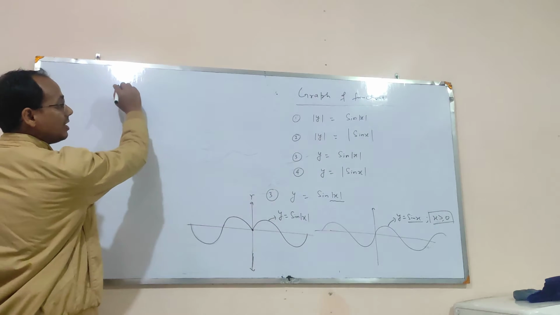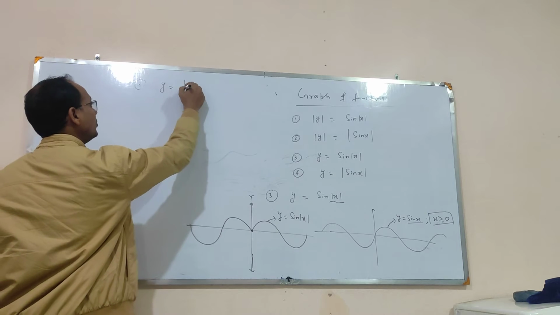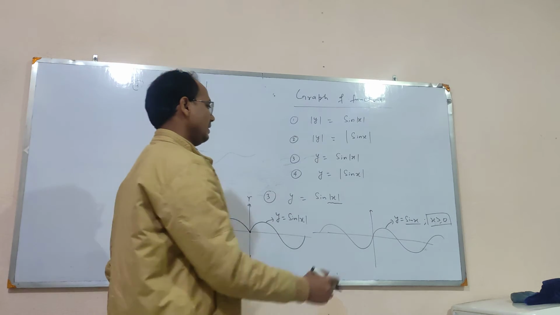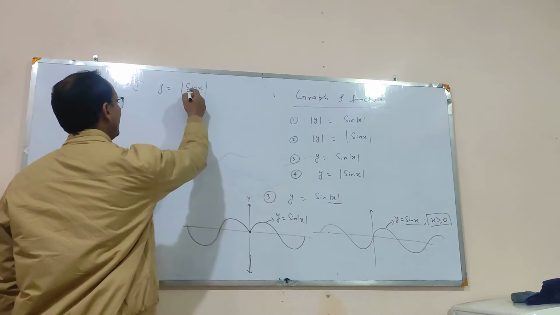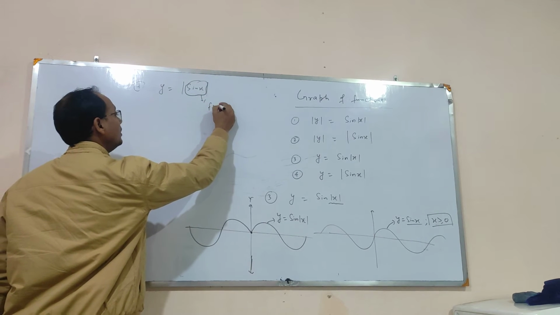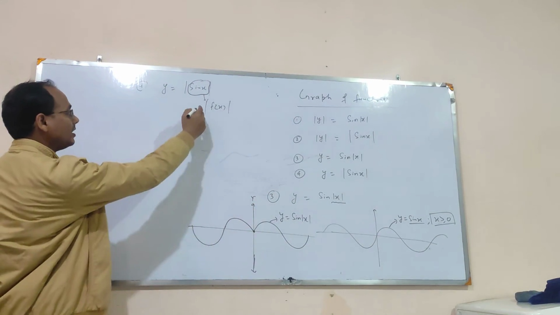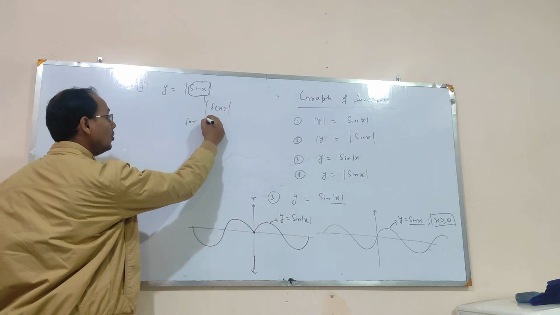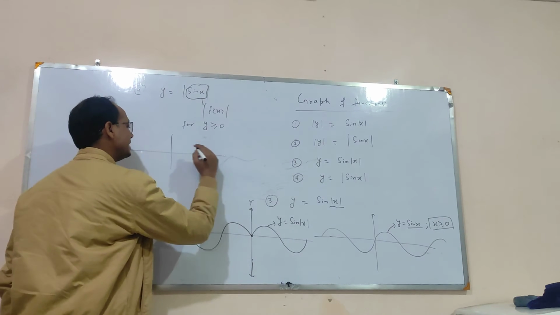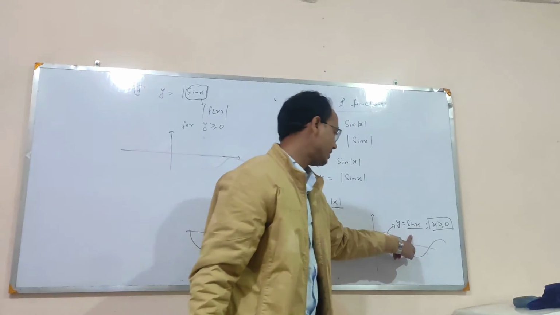Now let's come to graph number 4, y equal to mod of sine x. So what are we supposed to do here? Here we have mod on the complete sine x, on the complete function. We will take the graph of the basic function y equal to sine x for y positive. So for y positive, that is above the x-axis, we will take the graph as it is.